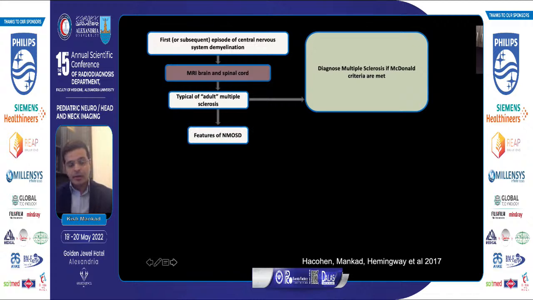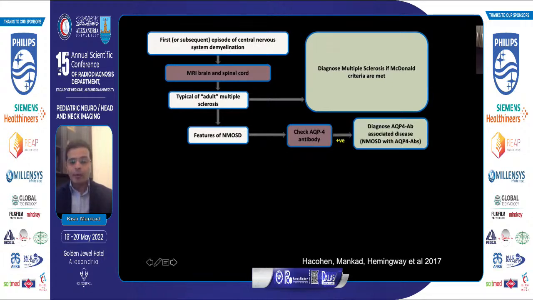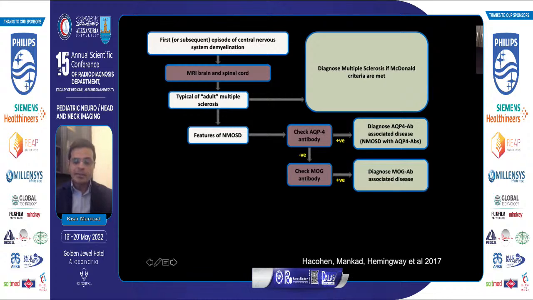If it does not look like that, and if it's got features of neuromyelitis optica spectrum disorders, you're going to think about 2 antibodies, either aquaporin 4, NMOSD, or you think about MOG, and you test for both. MOG-associated disease can have a more diverse imaging phenotype. We shall look at a few cases.